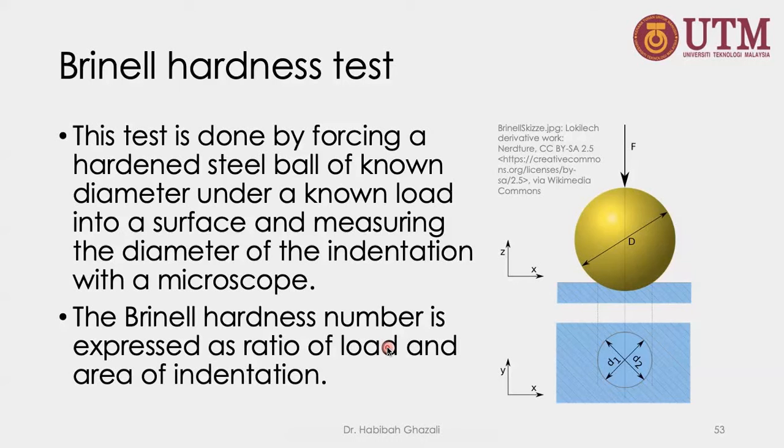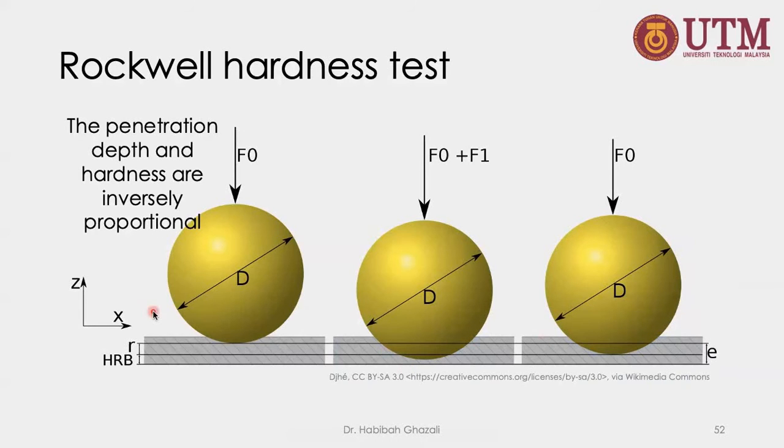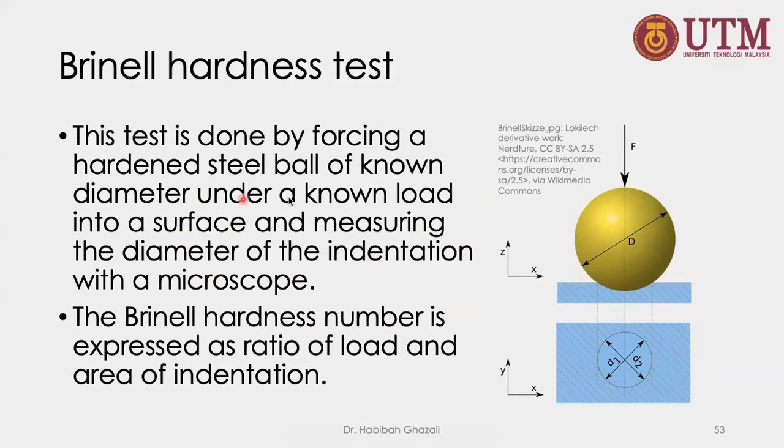This test is done for the Brinell test. This test is done by forcing a hardened steel ball of known diameter under a known load into a surface and measuring the diameter of the indentation with a microscope. Okay. Oh, sorry. This one. A certain limit needs to be reached for the second load. So the larger the load, the harder the material. The lower the F1 load, it is a soft material.